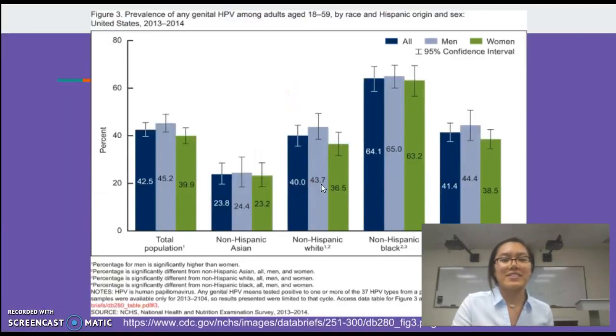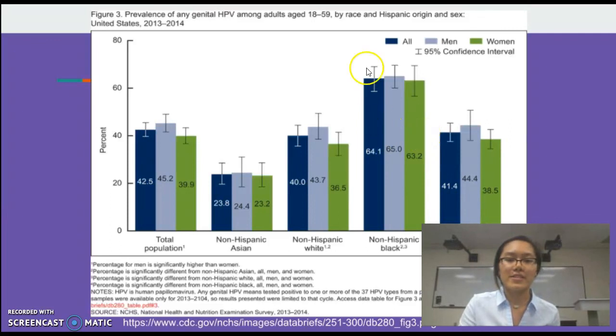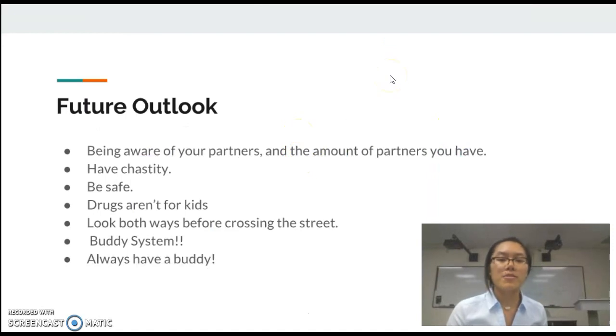Here is just data about the HPV vaccine and its effect on the cases, as you can see. And the future outlook: being aware of your partners and the number of partners you have, chastity, and being safe. The CDC says that if you are sexually active, to be sexually active with one partner and know that that partner didn't have sex with anyone else, because HPV is one of the most highly diagnosed STIs in the world and in the United States.